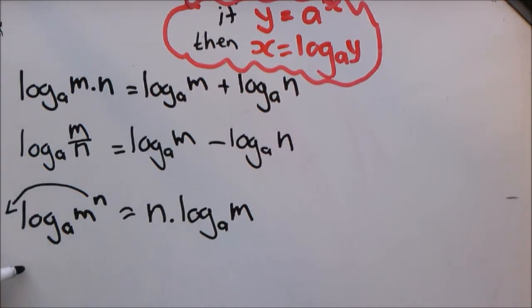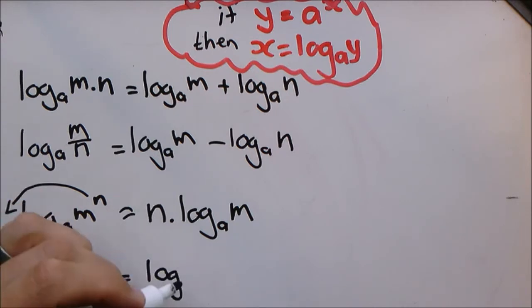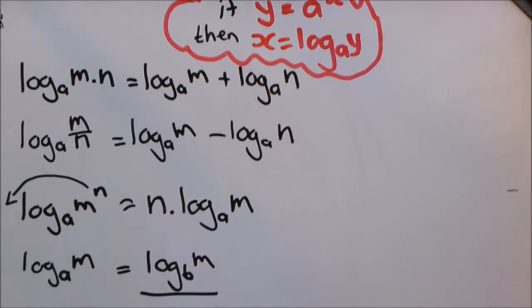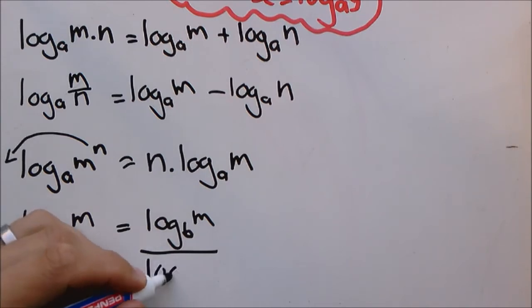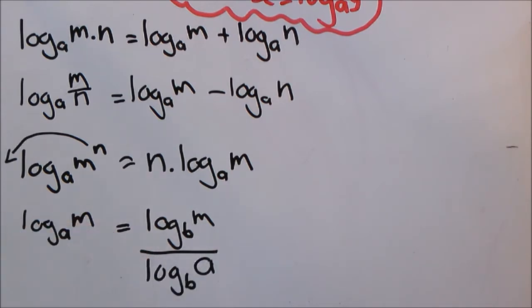And then the fourth and final one looks like this. Log base a of m can be rewritten as follows: log with another base of m divided by log with another base, the same for both, of a. And these laws can be applied interchangeably. It's an equal sign, so it goes in both directions. We are going to use this a lot in our calculations. So these are the 4 log laws.